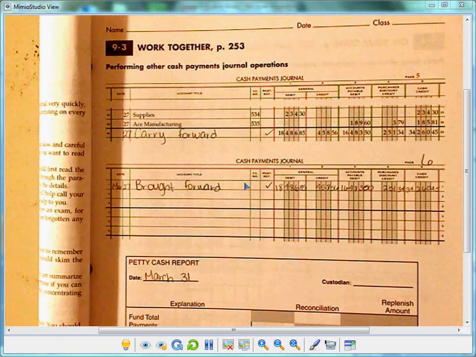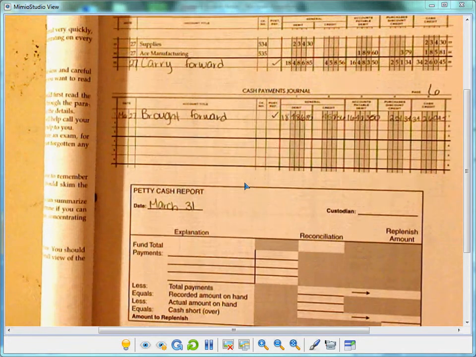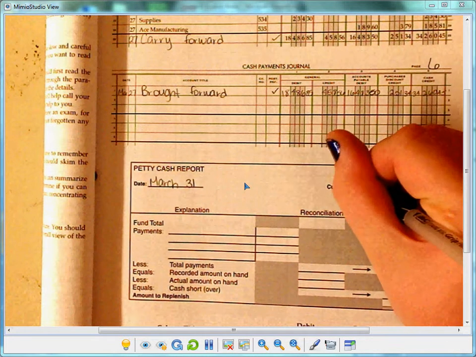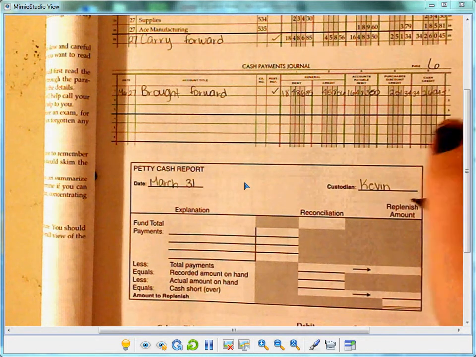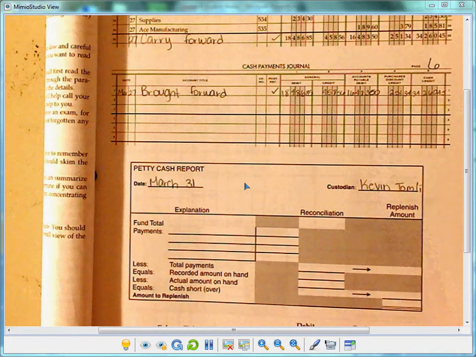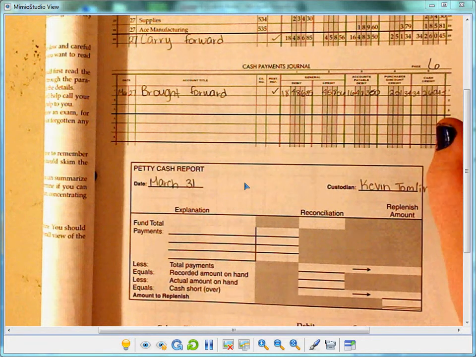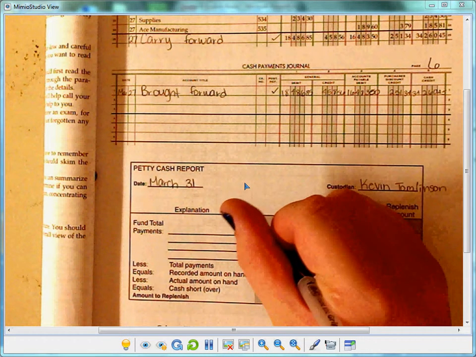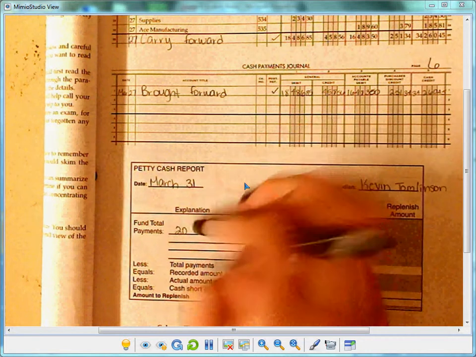And you want to scoot that up so we can see. Okay, then custodian is Kevin Tomlinson. Okay, on the first line where it has fund total, we're going to write all the amounts where there's the white boxes. So that's how much is your petty cash altogether as it's supposed to be. So $200 will go in that first white box. No, the white box underneath reconciliation.